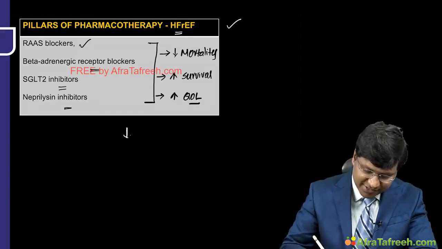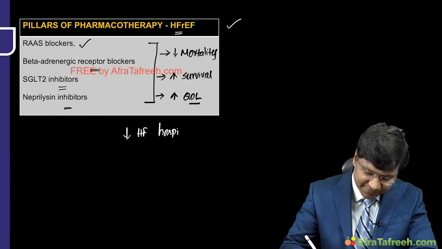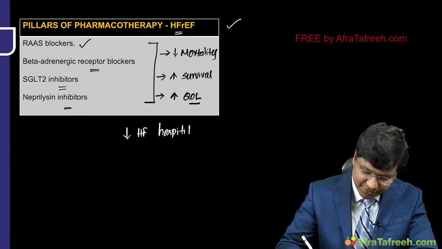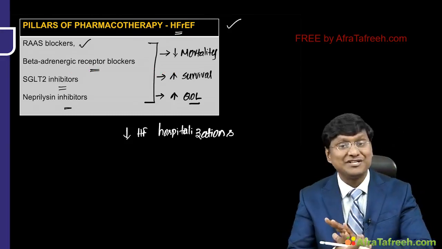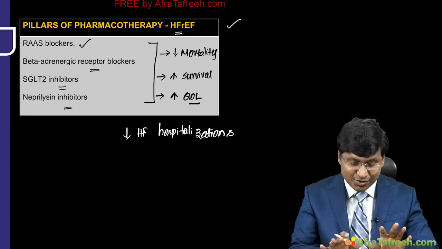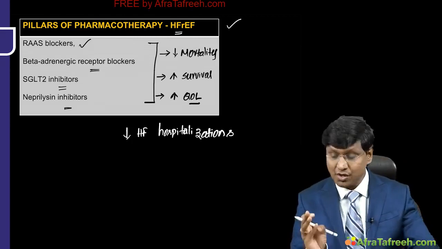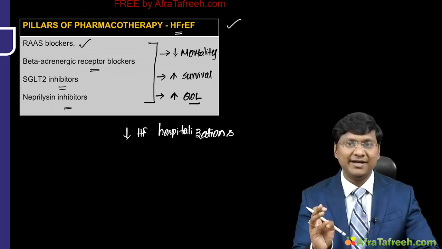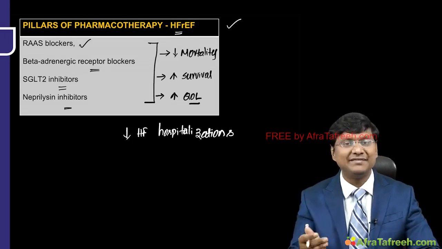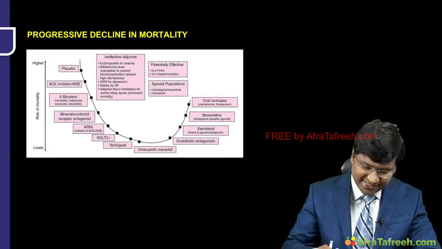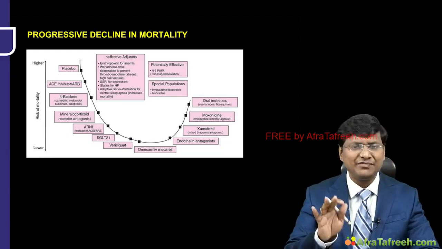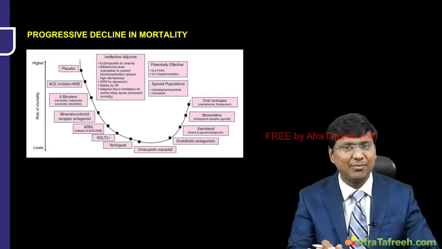And these particular drugs reduce heart failure hospitalization. So these are all the advantages of this particular group of drugs. They inhibit the cardiac remodeling, they will improve the survival, and they will reduce the mortality. So these are the list of drugs which we will be discussing in detail.